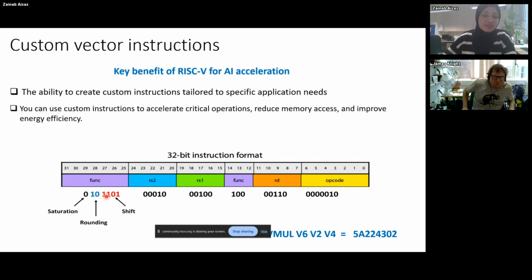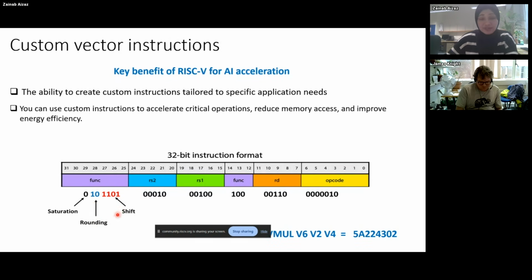And the funct field represents some of the specs. If this bit is saturation, if the 31st bit of the instruction is 1, you would saturate the result after multiplication, otherwise not. The next 2 bits are for rounding, because we have 3 kinds of rounding in the vector processor. So these 2 bits represent which kind of rounding you need to opt for. Then the next 4 bits are for shifting.